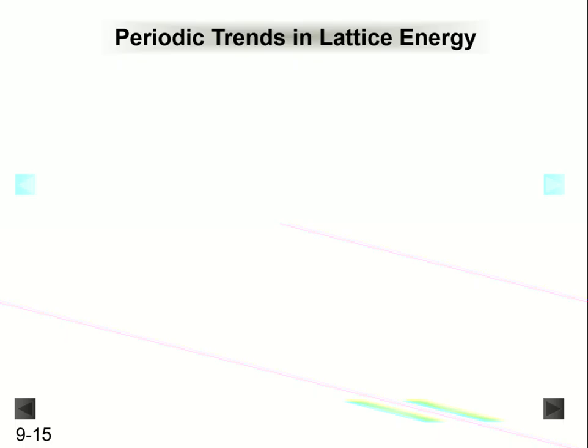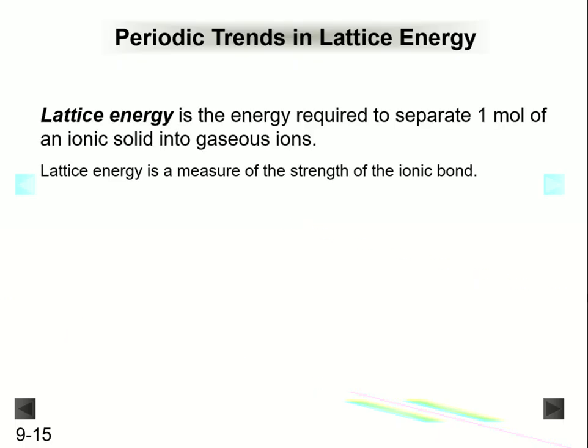What are the things that affect lattice energy? Well, we know lattice energy, by definition, is the energy required to separate 1 mole of an ionic solid into its gaseous ions. It's a measure of the strength of the ionic bond, so it is the ionic bond strength.